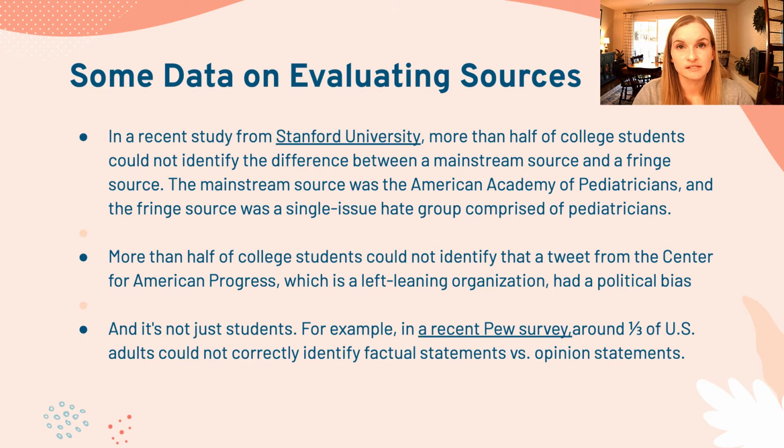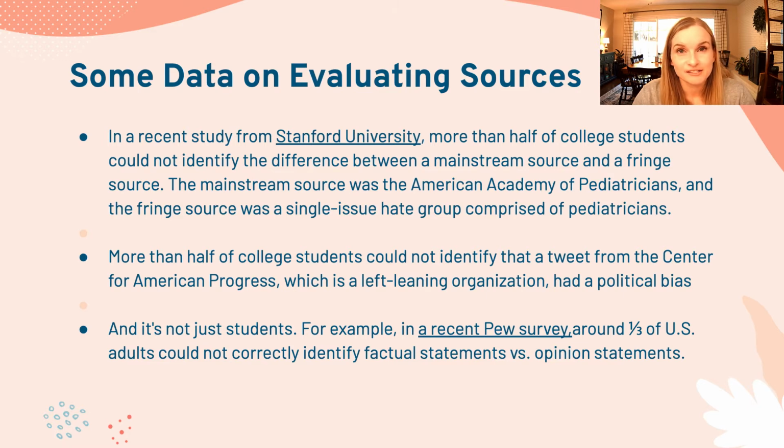Here are some other statistics that might be interesting to you. In a recent study from Stanford University, more than half of college students could not correctly identify the difference between a website that came from the American Academy of Pediatricians, which is the main professional organization for pediatricians across the United States, and a fringe source from a single-issue hate group that is comprised of pediatricians. In that same study, more than half of college students could not correctly identify that a tweet from the Center for American Progress, which is a left-leaning organization, had a political bias.